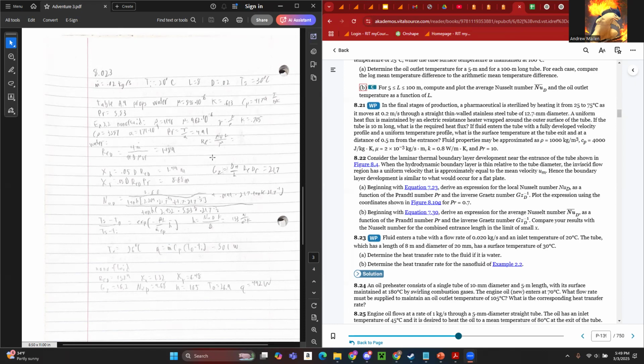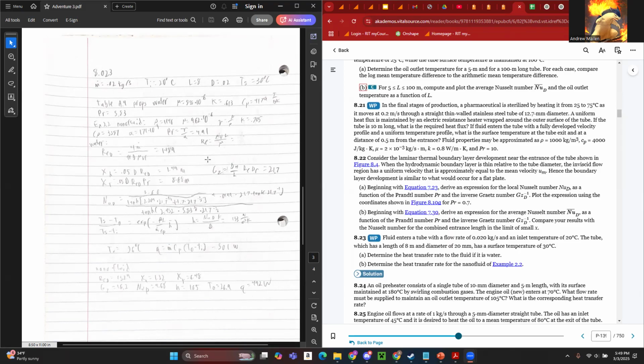Next, if we want the boundary distances, the hydrodynamic entry length is equal to 0.05 times the diameter times the Reynolds number, giving us a value of 1.49 meters. The thermal boundary distance is equal to that, we just also multiply by the Prandtl number, giving us a value of 8.68 meters.